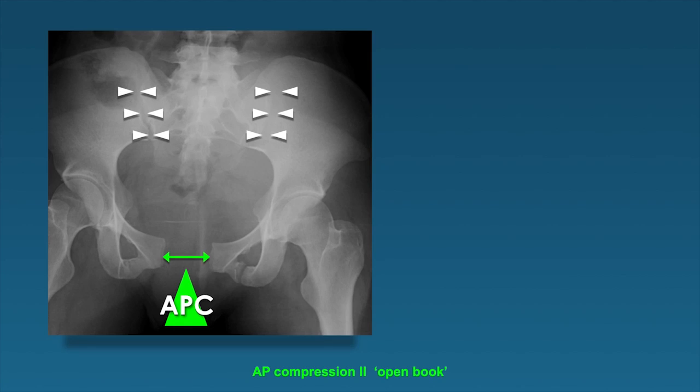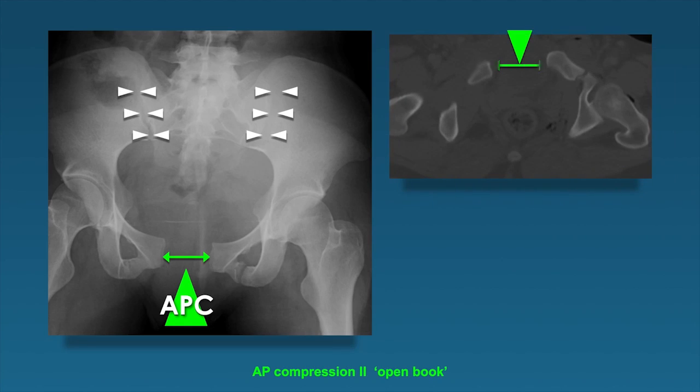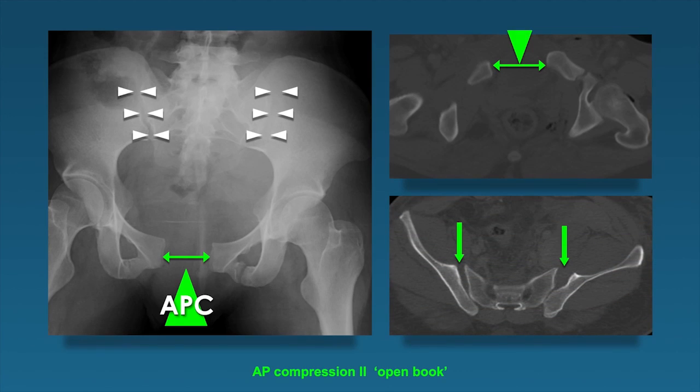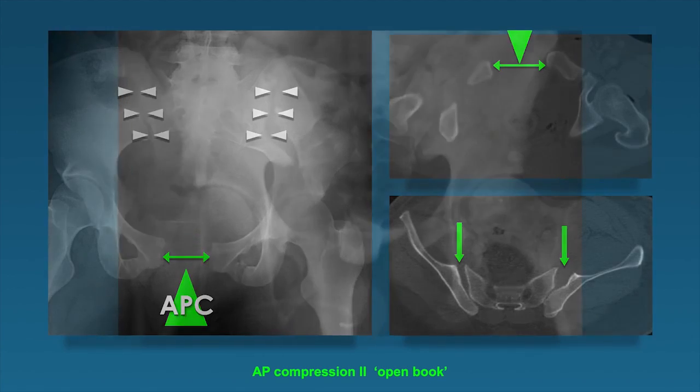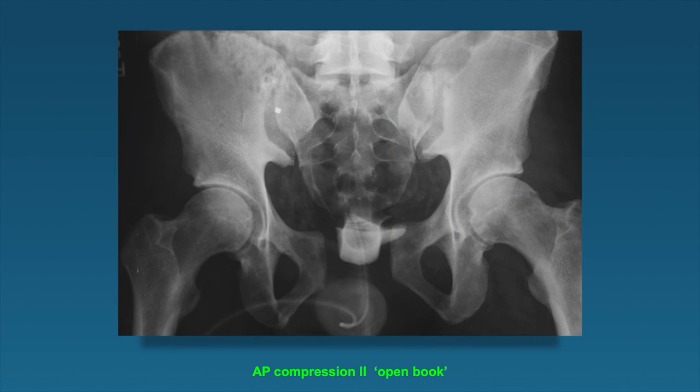We see it on CT, widening anteriorly, and widening of the SI joints posteriorly as well. Again, another open book fracture here. Another example on this one, widening, again, greater than 2.5 centimeters, so you know there has to be more injury than just disruption of the symphysis. You look posteriorly, you see anterior SI joint widening on both sides.